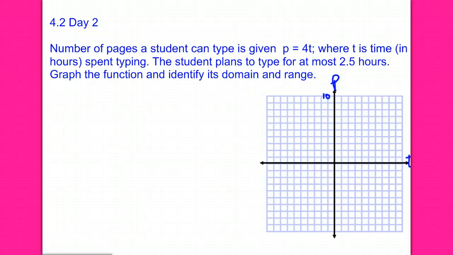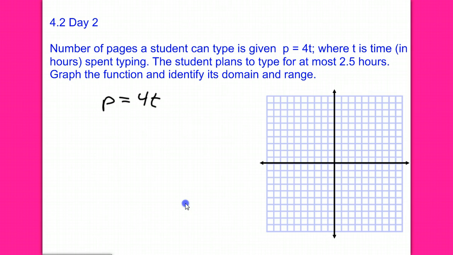So you might need to pause this video and then take down this question, and then come on back. It says, the number of pages a student can type is given. P equals 4t. Take it down. Where t is time and hours spent typing. The student plans to type for at most 2.5 hours. Graph the function and identify its domain and range. Okay. So this equation that we've been given is P equals 4t.